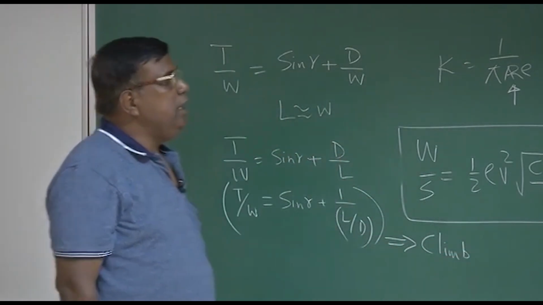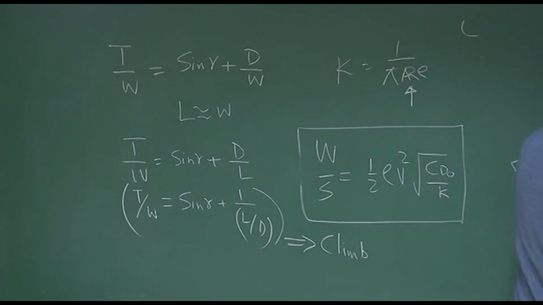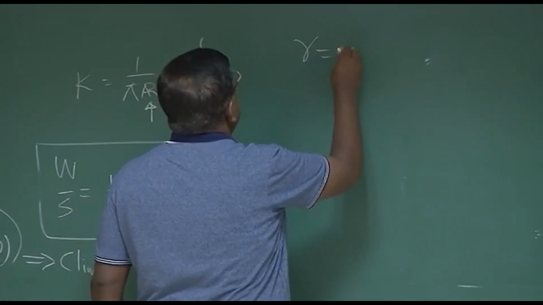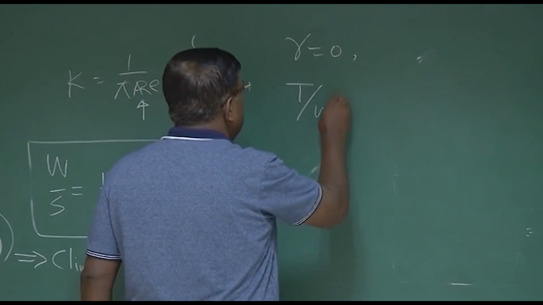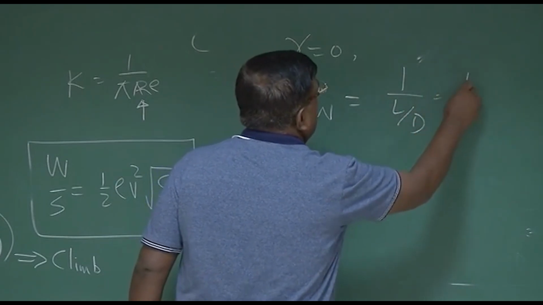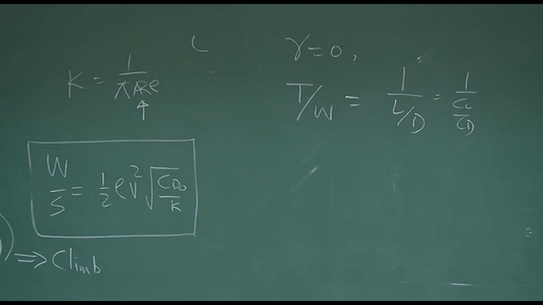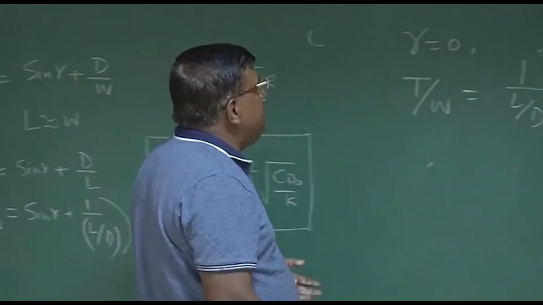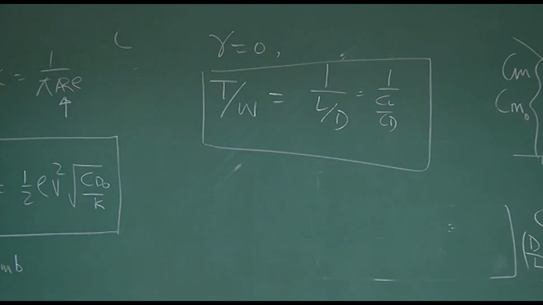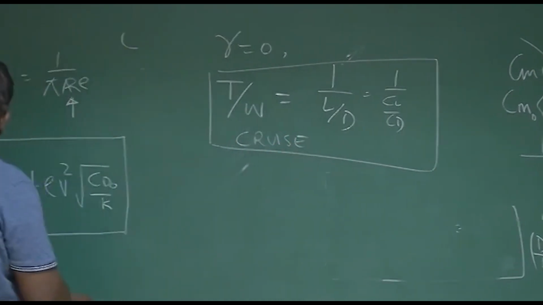So what was T by W during cruise? If I try to find out how much thrust is required during cruise, I can always get that expression by putting gamma equal to 0 in that expression. So I'll get, using the same expression, T by W equal to 1 by L by D, which is equal to 1 by CL by CD, which you are not surprised. You know that this is already derived many times. We are trying to estimate the value of T by W for cruise. This is for cruise, and this was for climb.